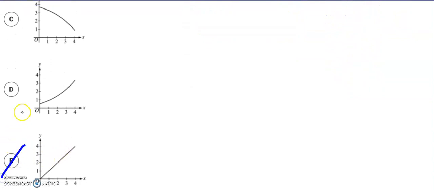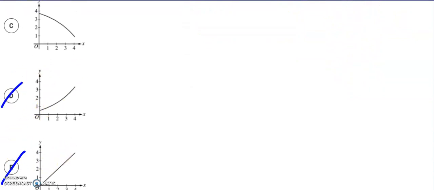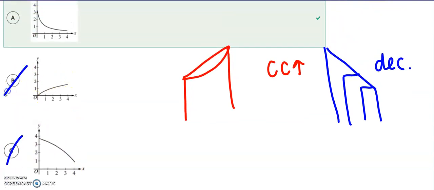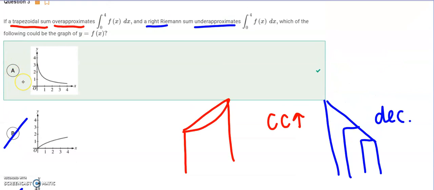This is linear, so not going to happen. Increasing and concave up, decreasing and concave down, increasing and concave down. A is going to be our winner. And also you can test it, right? Trapezoidal sum would be too big and a right-hand sum would be too small. And you could do that by process of elimination on all of them, but I think it helps sometimes to think about what each of those terms mean and then put them together into one graph.